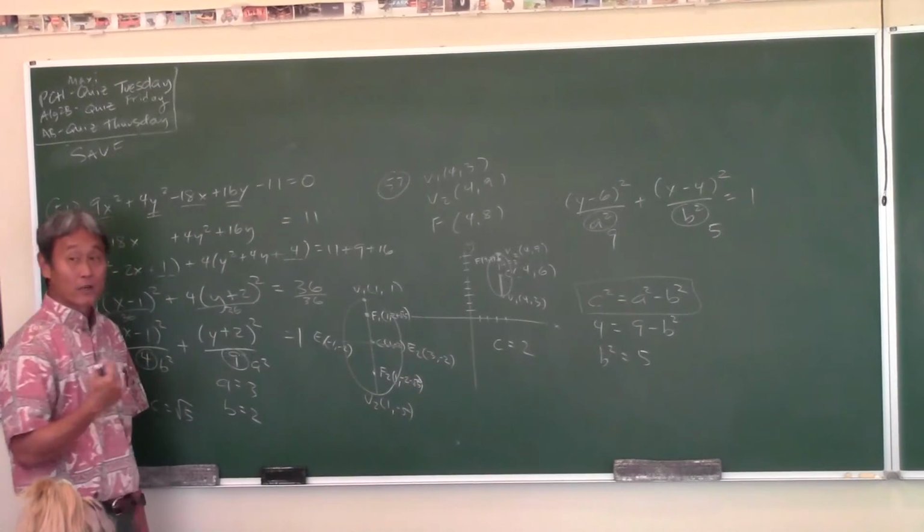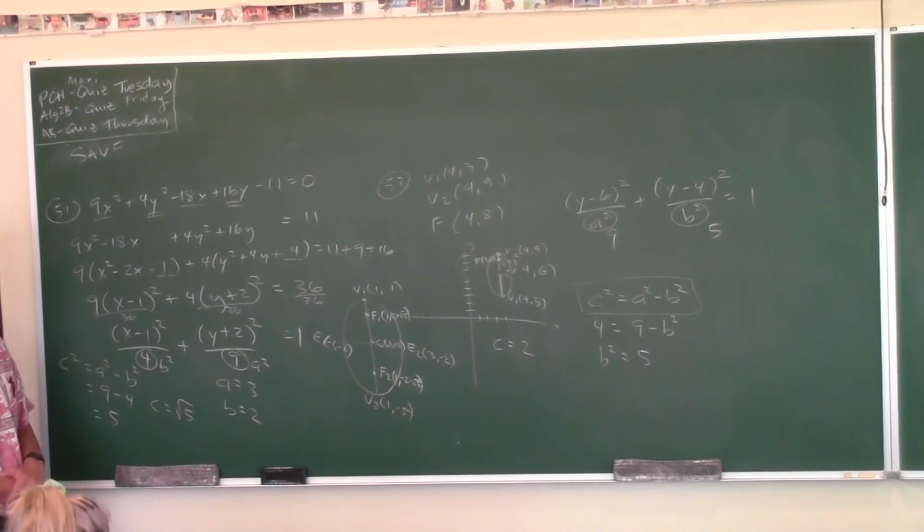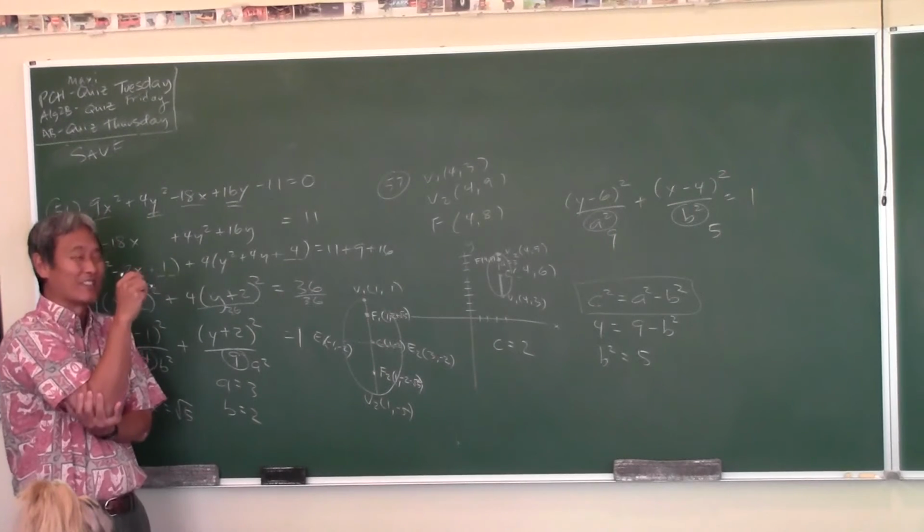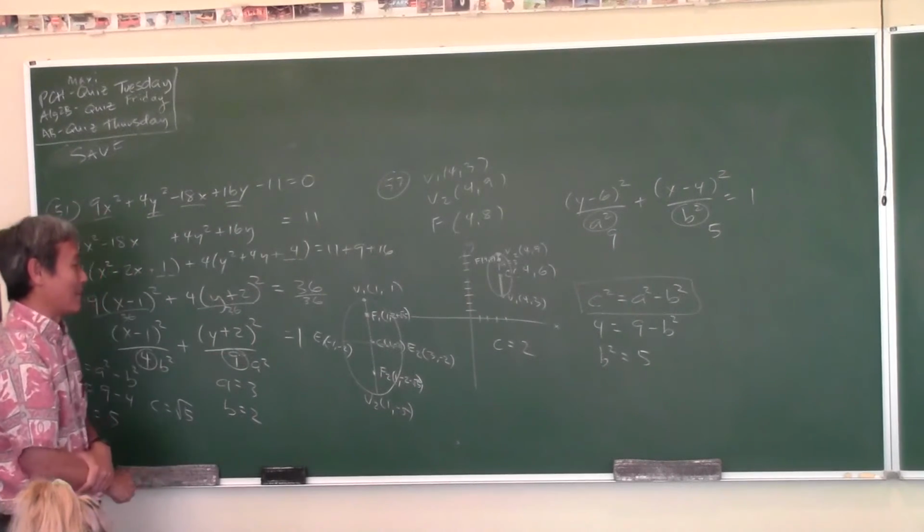Well, if you do all your work correct tomorrow, there'll be whole numbers. Because otherwise you got to go, okay, what is radical 5? It's 2 point something. It's not that bad.